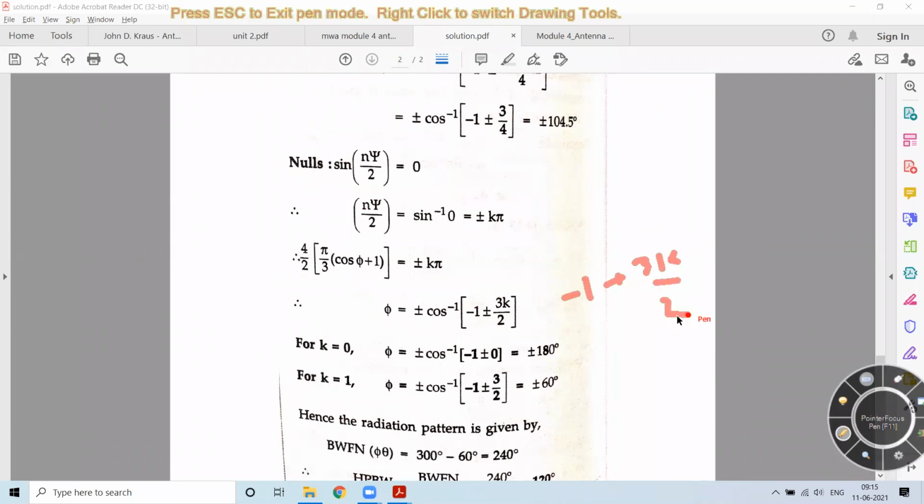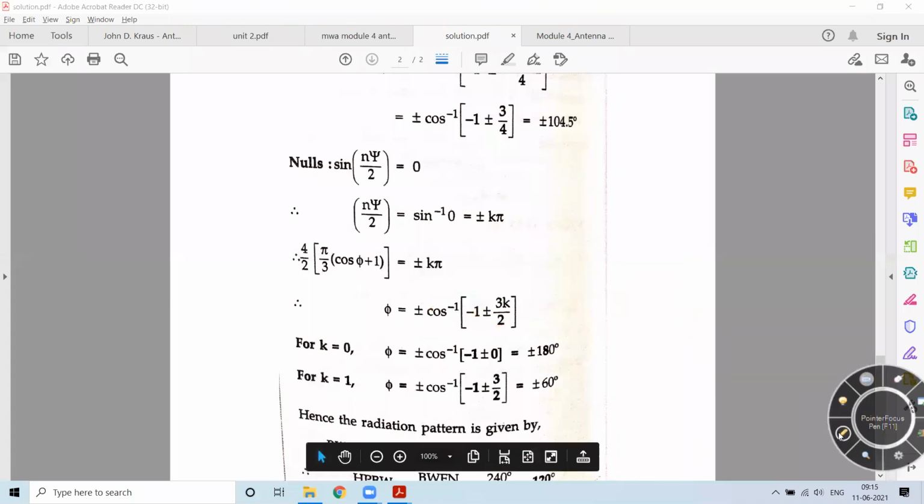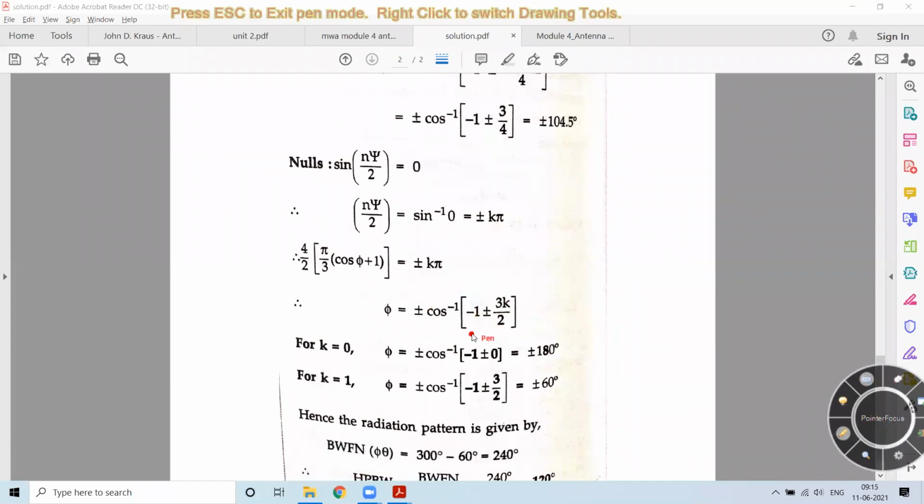So it will be minus 1 plus 3k by 2. For any of the k values in the negative range, I will not be able to obtain the cos inverse, because this part will be lesser than minus 1. So therefore, we need to consider the plus 3k by 2 in this case. Now we substitute all the possible values of k, and see for which values of k we will be obtaining the phi value.